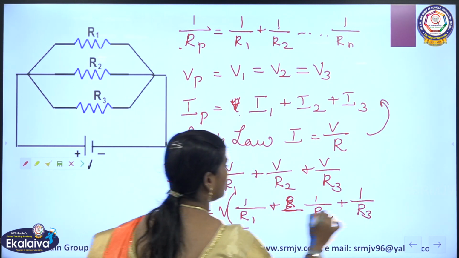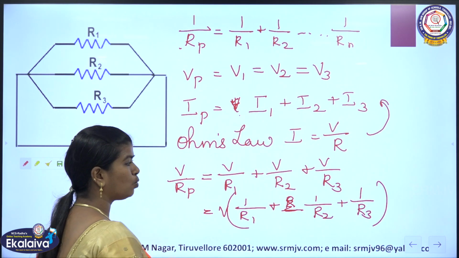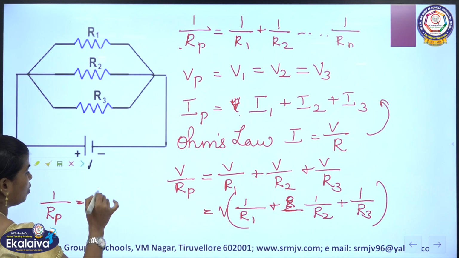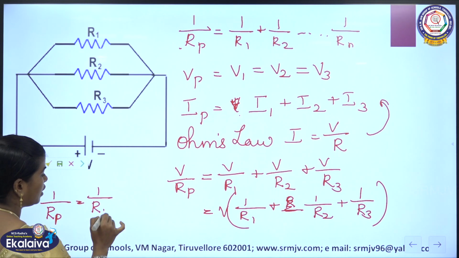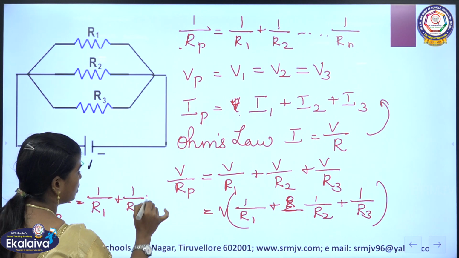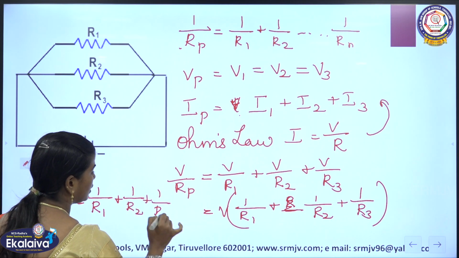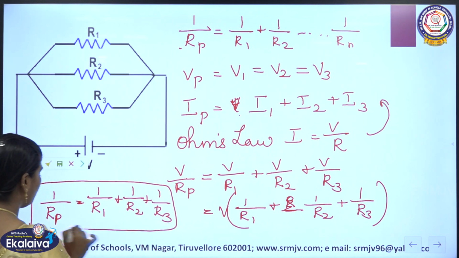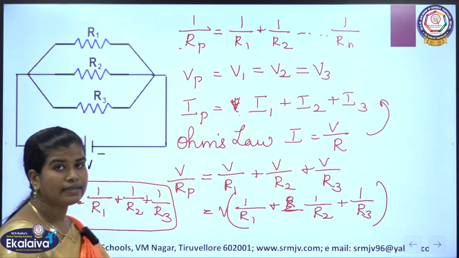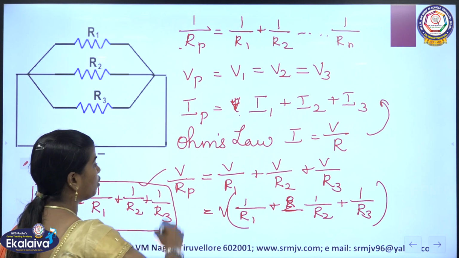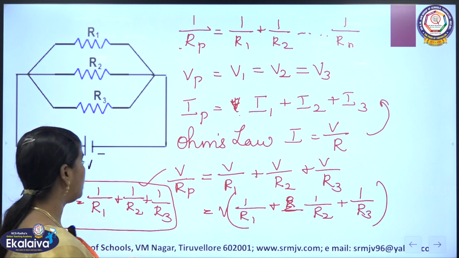So this is the formula to find out the total resistance, that is 1 by Rp is equal to 1 by R1 plus 1 by R2 plus 1 by R3. This is the formula to find out the total resistance in case of parallel. By using this formula, let us do a problem.